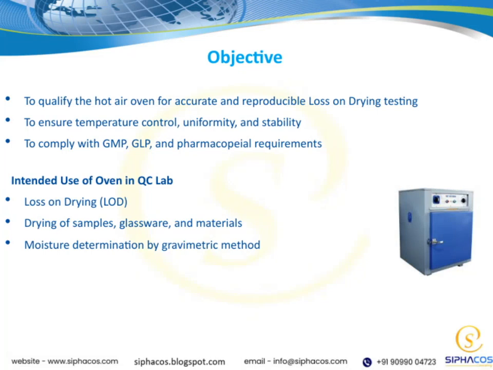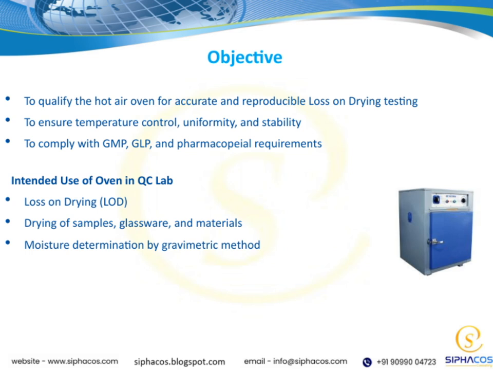Today, I want to walk you through the main objectives of our hot air oven qualification process. Our primary goal is to ensure that the oven provides accurate and reproducible loss on drying testing results. This means we need to verify that the oven's performance is consistent over time, giving us reliable data for quality control. Another key point is that we want to confirm the oven maintains proper temperature control, uniformity, and stability.